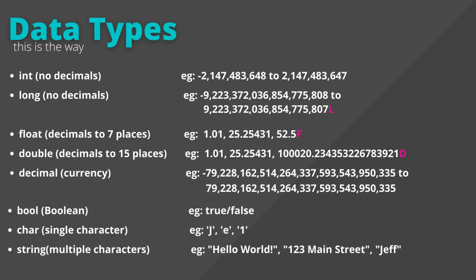So here's a summary of all of those put together. Your numbers, your currencies, your Boolean true or false, single character chars, and multiple character strings. If you can remember those, you're going to have no trouble. That's as complex as it pretty much gets with simple data types.